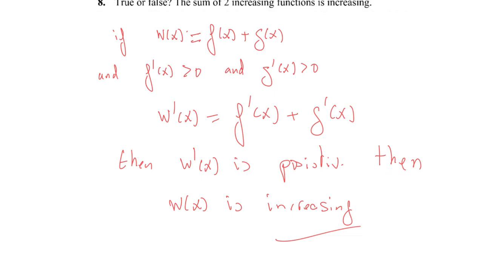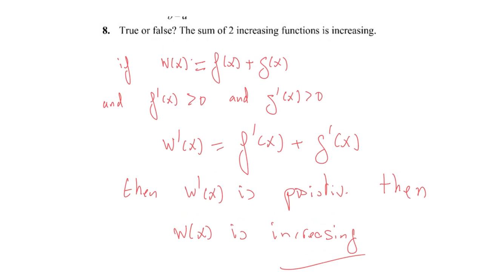True or false: the sum of two increasing functions is increasing. Well, if you have a function w that is the sum of two functions f and g, and f is increasing, it's because f prime of x is positive. If g is increasing, it's because g prime of x is positive. Now, the derivative of the sum will be f prime of x plus g prime of x. This is positive, and this is positive, so the sum will be positive.